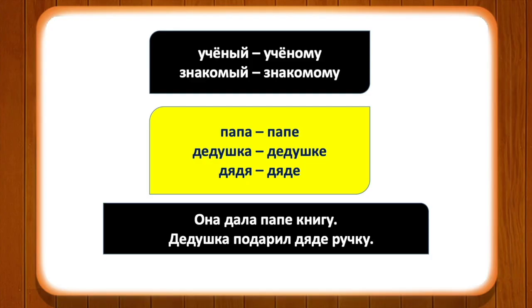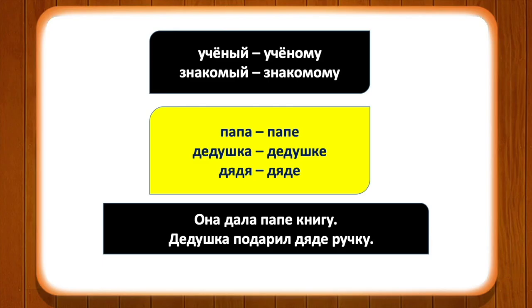So the nouns ending with a soft sign and й should change as per the general rule, but there are certain nouns which are exceptions, like ученики and знакомые. Ученики changes into ученикам, знакомые changes into знакомым. But папа, дедушка, дядя change as per a different rule. Папа changes into папе, дедушка changes into дедушке, дядя changes into дяде.